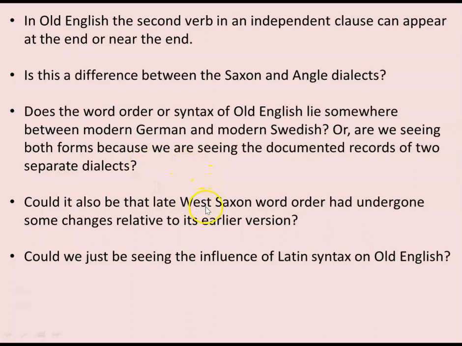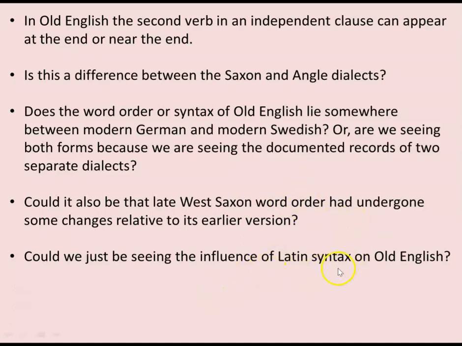Could it just be that late West Saxon word order had undergone some changes relative to its earlier version? Maybe the later we go, the more the verb slips inwards from the end, as we certainly have in modern English. It seems like all the verbs tend to congregate towards the beginning, just after the subject. We still have the first verb in the second place, but then following verbs may come immediately after it and quite far from the end. So maybe that's just a change as Old English has progressed to Middle and then Modern English.